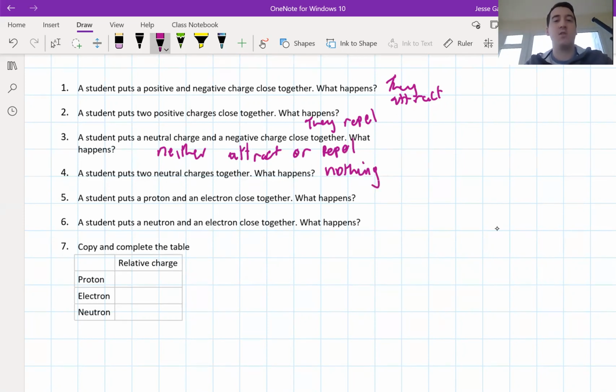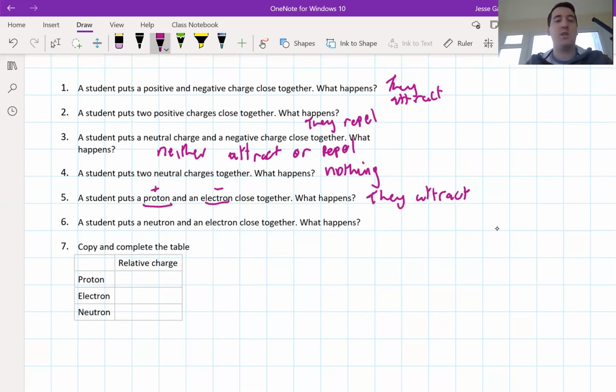A student puts a proton and an electron close together. What happens? Well, a proton is positively charged. So that's the first thing you have to think. I'm just going to underline, well, that's positive. And an electron, well, that's negative. So they're opposites. So what happens? They're going to attract. So they attract. Well done if you said that.